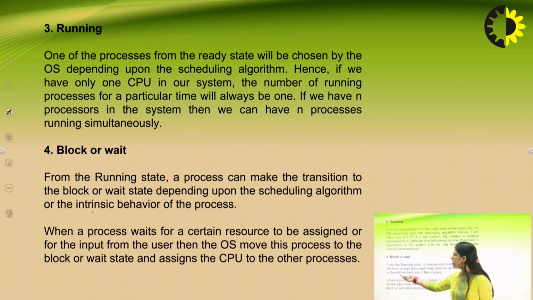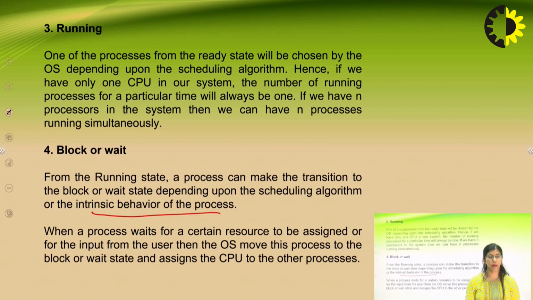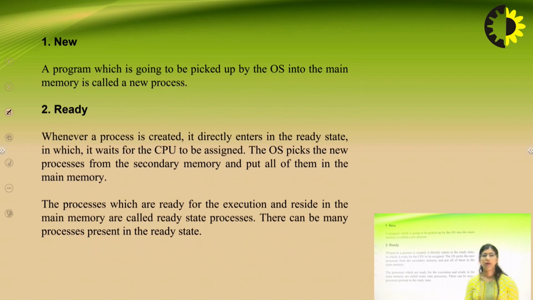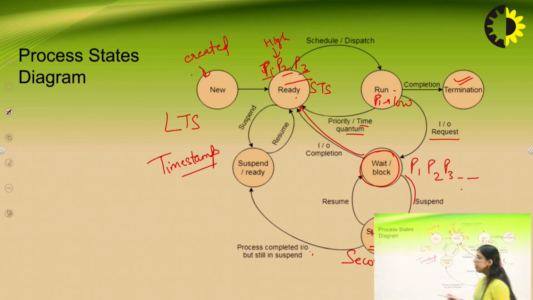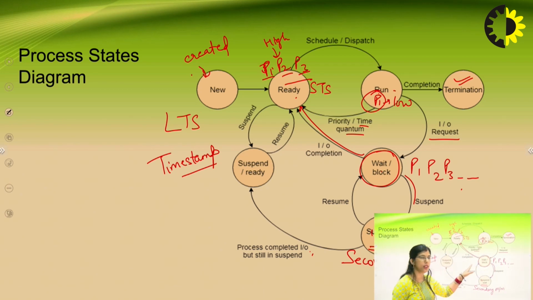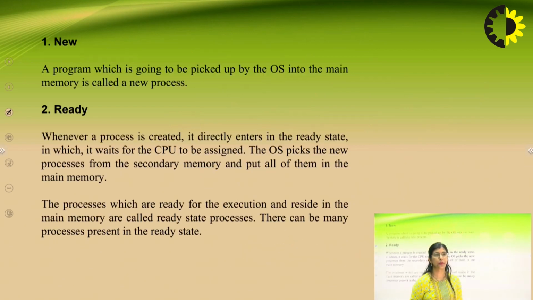Intrinsic behavior here states the input-output request for a particular process. When a process waits for a certain resource to be assigned or for the input from the user, then the OS moves this process to the block or wait state and assigns the CPU to another process. As we see here, when this particular process has some IO request, it is removed from the CPU and goes to the wait or block state. And another process is assigned the CPU.